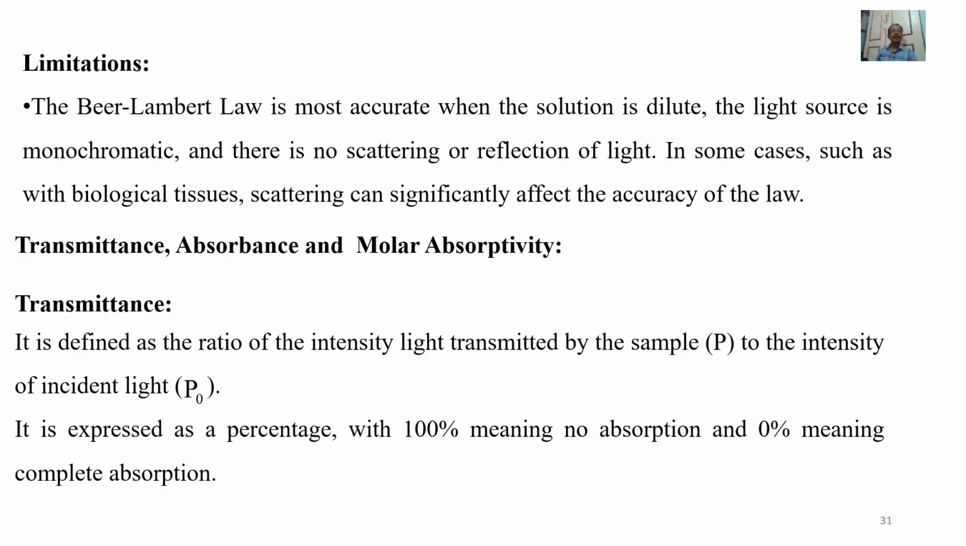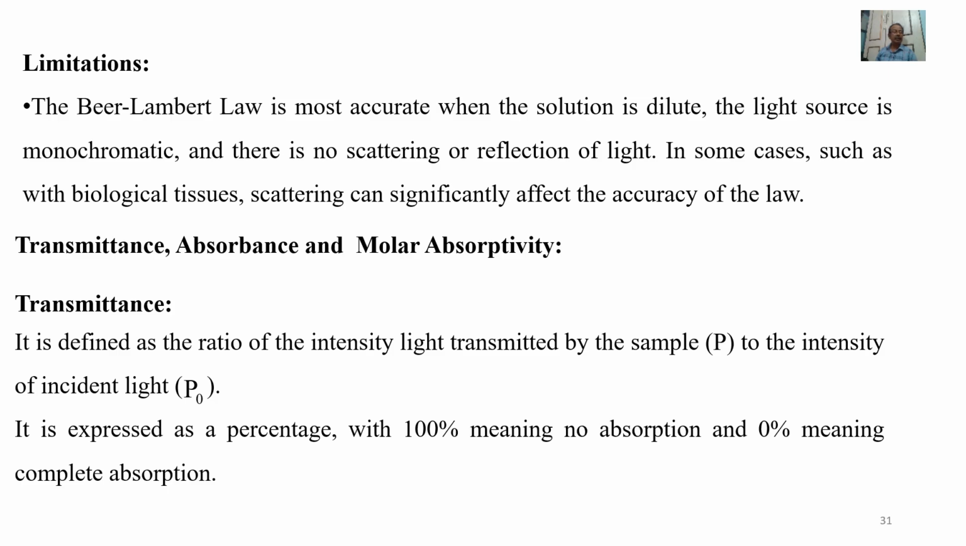Limitations. The Beer-Lambert law is most accurate when the solution is dilute, the light source is monochromatic, and there is no scattering or reflection of light. In some cases, such as with biological tissues, scattering can significantly affect the accuracy of the law. Transmittance, absorption, and molar absorptivity is the last topic in this section.